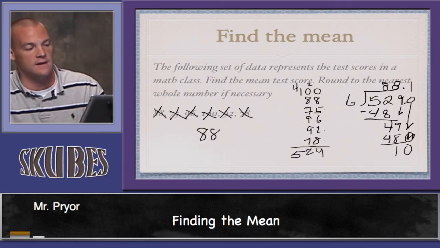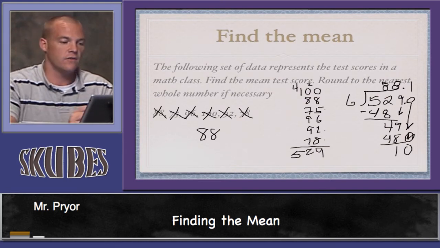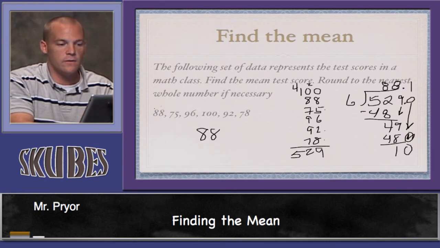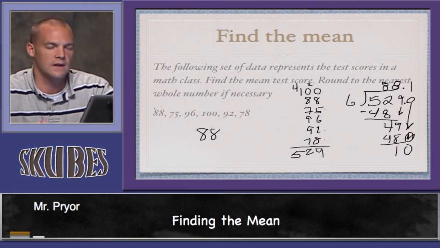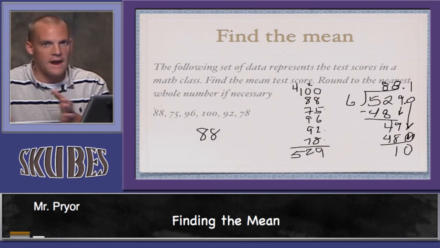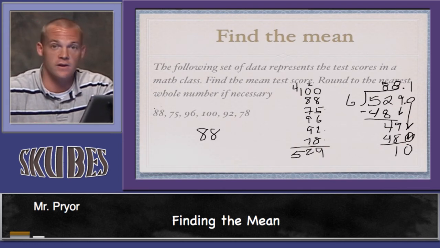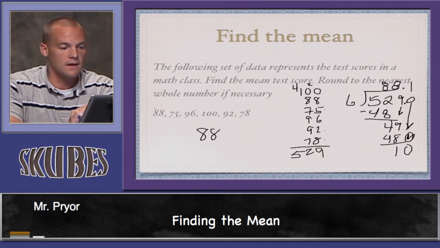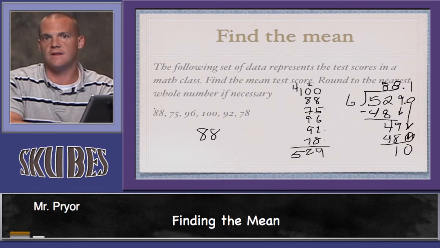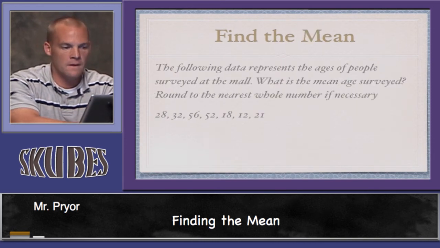It's always a good idea to make sure that that makes sense based on the numbers you're dealing with. I'm dealing with 88, 75, 96, 100, 92, and 78. When I look at 88, does it make sense for that to be the average? It should be within that range, and it most certainly is. So that seems to be a pretty good mean for that data set. You wouldn't want something like 130, or something really low like 50 or 60. That would raise some red flags. All right, so let's take a look at one more.